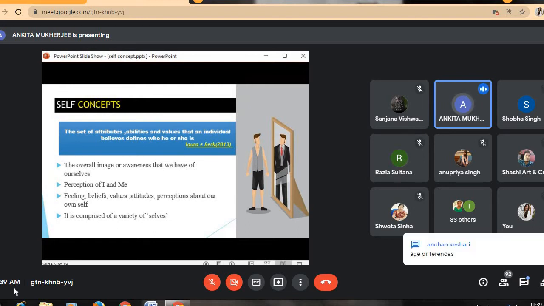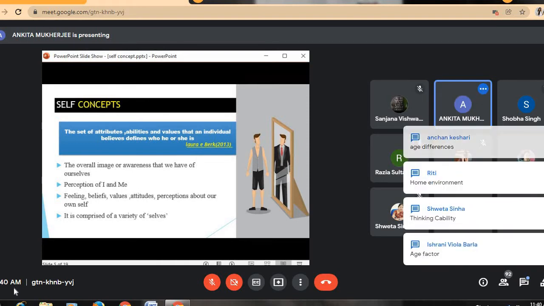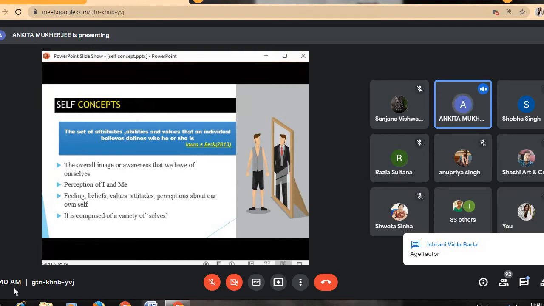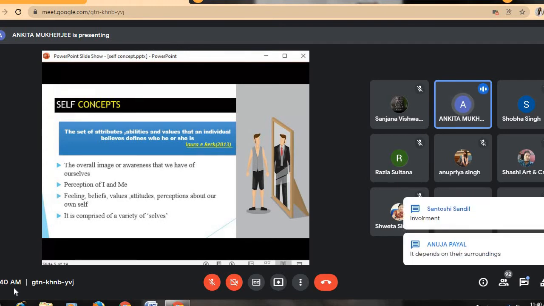Thank you for all your answers. Home environment, age differences. Yes, very good. Thinking capacity, age factor. Yes, individuals differ in the level of concept formation, and this happens on the basis of their age, intelligence and experience.